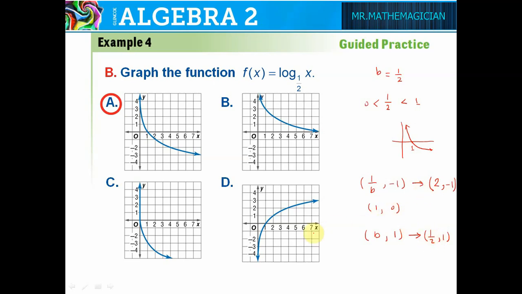Take those 3 points and check. Of course, we cancel this one because we need a decreasing function, not increasing. So we are between A, B, or C. Now we will also cancel B because it doesn't cut the x-axis at (1, 0). We will cancel C as well. It doesn't satisfy the points. So only A is the accurate answer. It has (1, 0) in this point, and we also have (2, -1), and also (1/2, 1).